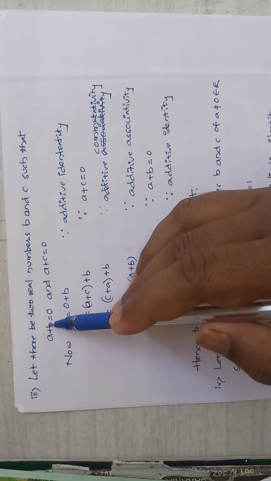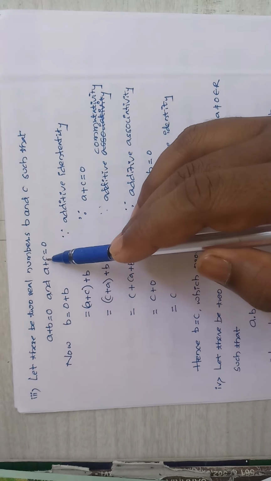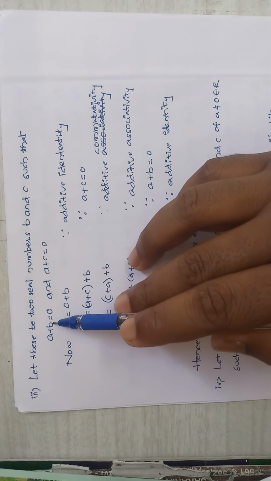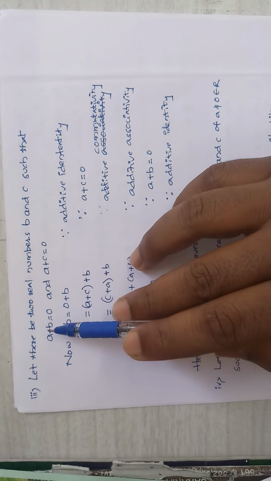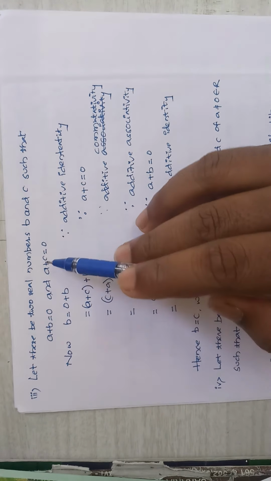Here B is the additive inverse, so A plus B is equal to 0. Here C is also an additive inverse, so A plus C is equal to 0. We have to prove B is equal to C. If B is equal to C, then the additive inverse is unique.